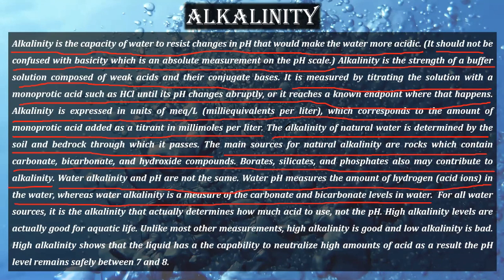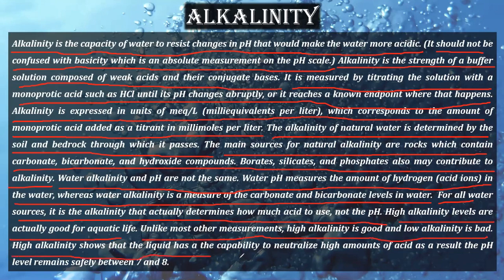Why am I saying so? Because pH means measurement of the number of acidic ions, alkalinity means measurement of the number of basic ions. pH means measurement of H plus ions, alkalinity means measurement of carbonate and bicarbonate ions. Okay, now for all water sources, it is the alkalinity that actually determines how much acid to use, not the pH. High alkalinity levels are actually good for aquatic life. Unlike most other measurements, high alkalinity is good and low alkalinity is bad.